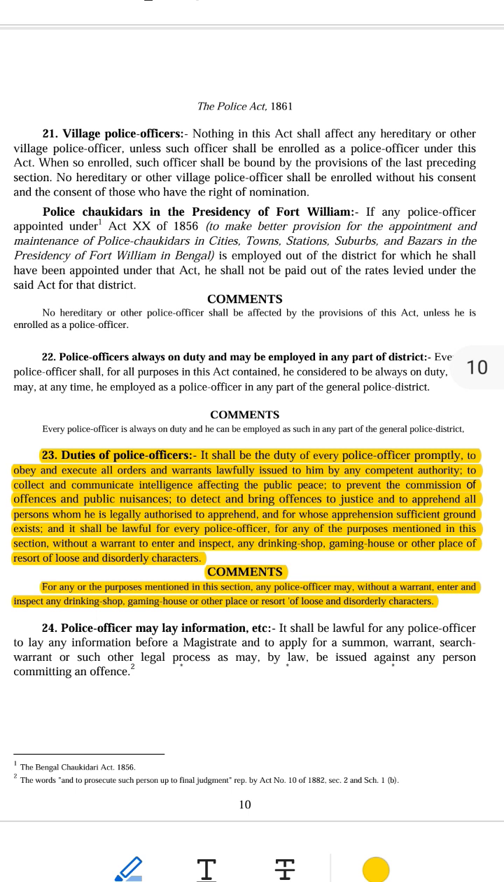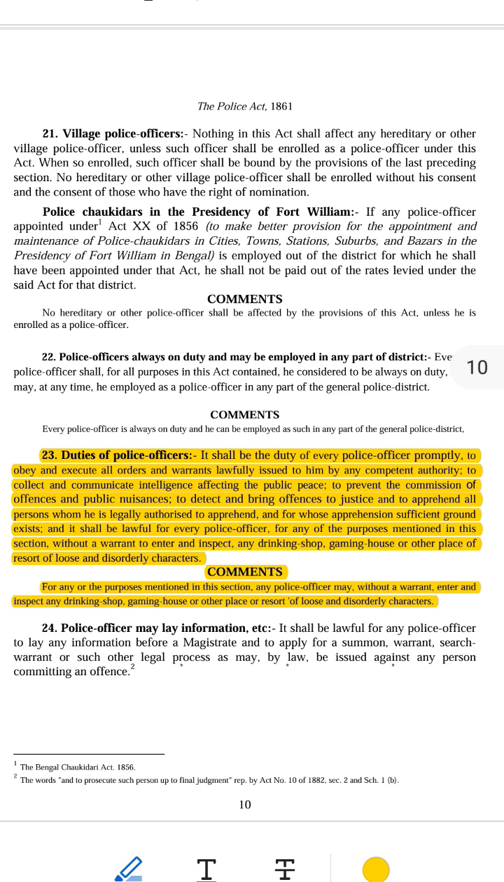3. Prevent crimes and public nuisances. What does this mean? The police must stop crimes before they happen. They also stop public nuisances, which means anything that bothers the public or breaks rules. Example, if the police hear about a plan to rob a bank, they act quickly to stop the robbery before it happens. If someone is playing very loud music late at night, the police stop them because it's disturbing others.